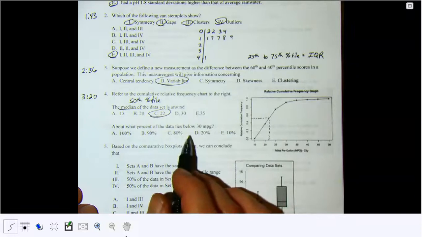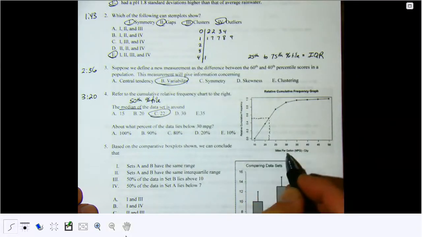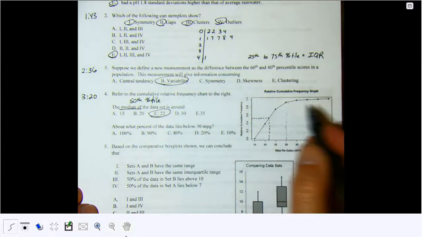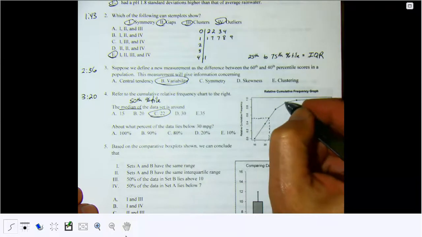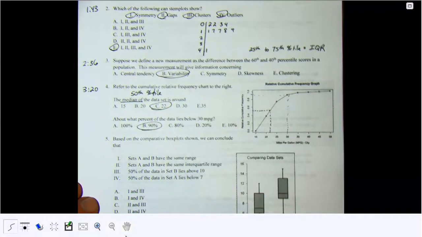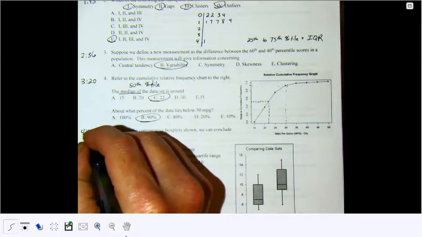About what percent of the data lies below 30 miles to the gallon? So on the x-axis is my miles per gallon. We're going to go over to 30. We're going to run that up to there. And then we're going to run it over to about the 90th percentile, I would guess. That is one of my options, so we're going to go with 90%. Okay. Question five is checking in at 4:24.